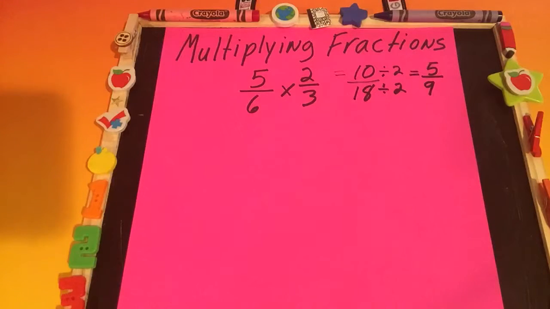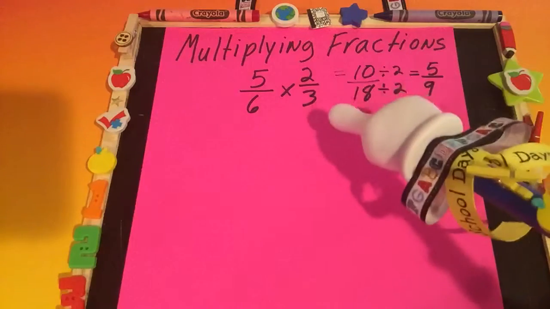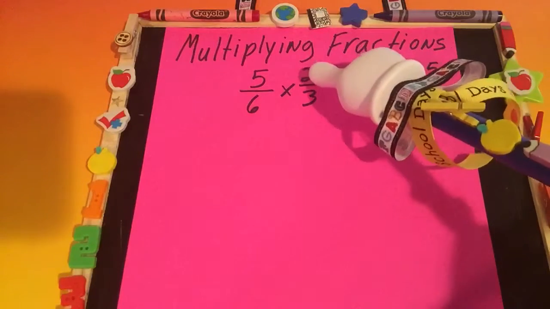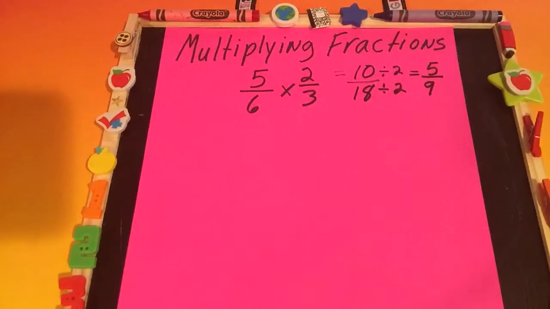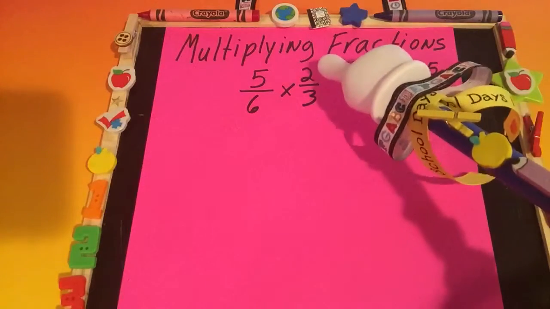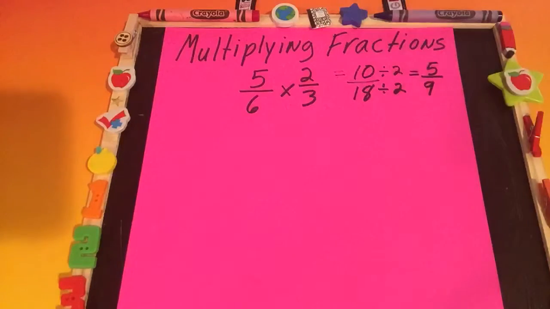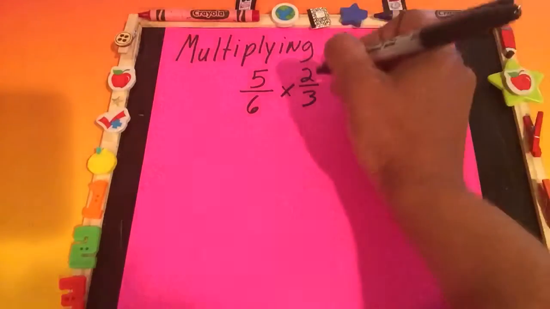Another thing that we can do before we multiply is we can simplify before we multiply. And in this case, when looking at our fractions, I can look at them diagonally and I see that 2 and 6 share a common factor besides the number 1. And the factor that they share is the number 2. So I know that 2 is divisible by 2 and 6 is divisible by 2. So I'll go ahead and divide.